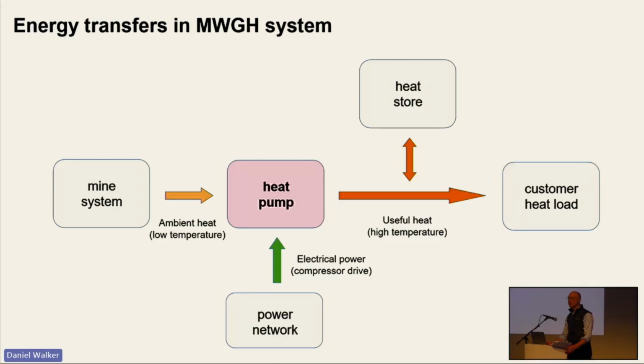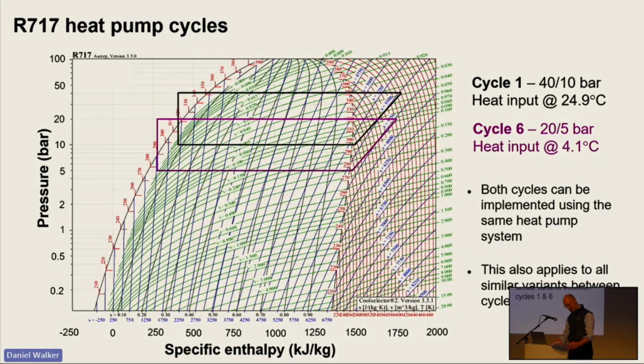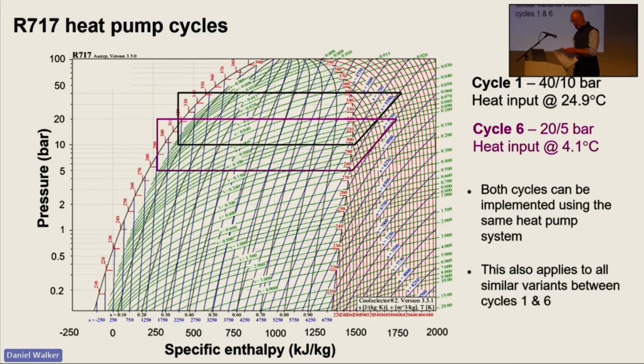Now, how many refrigeration or heat pump engineers are there in the room? That's good, because in the land of the blind, the one-eyed man is king. So this might look a little bit intimidating, but don't worry, things will get better after this. This slide shows the thermodynamic chart for anhydrous ammonia, which is refrigerant 717, commonly used in large heat pump systems.